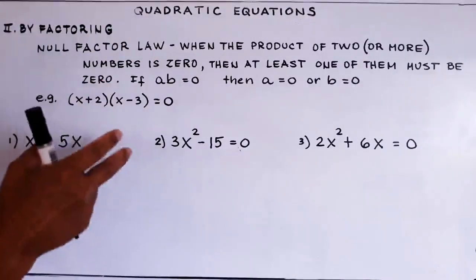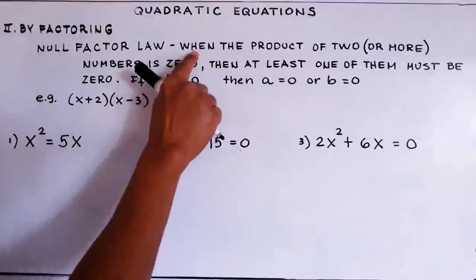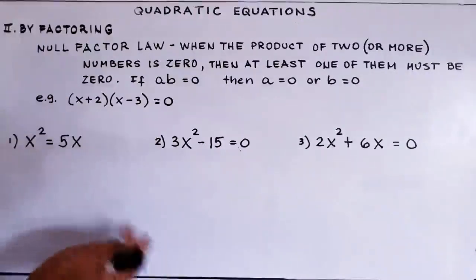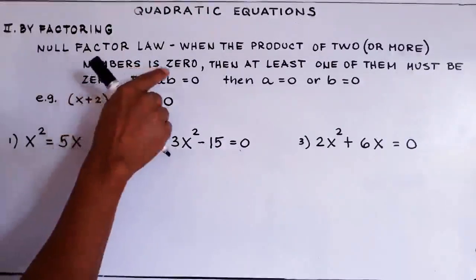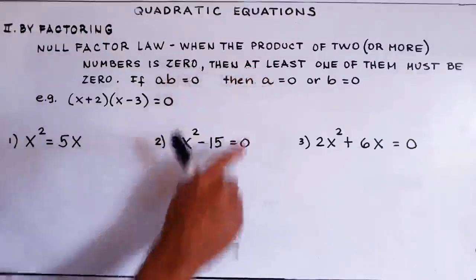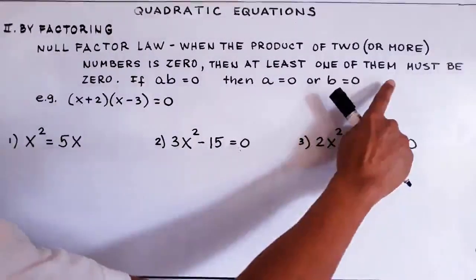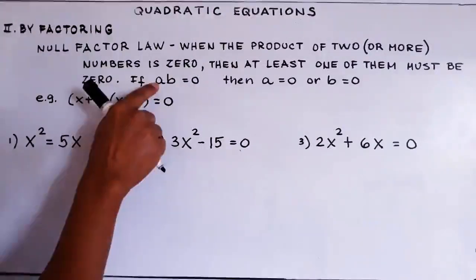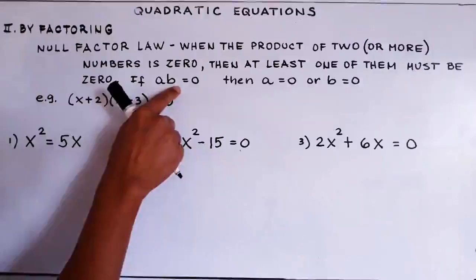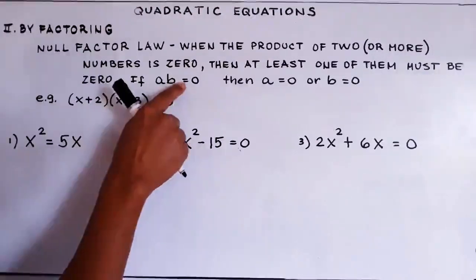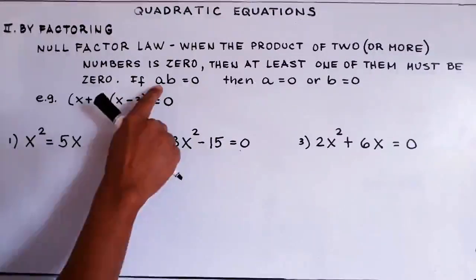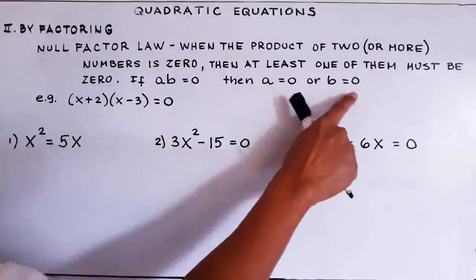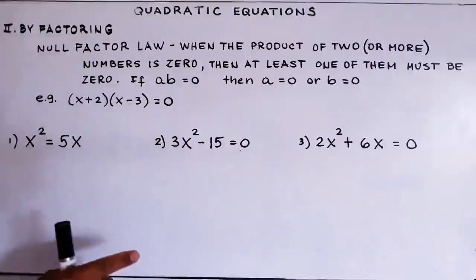So what is this law? This one is when the product of two or more numbers is 0, then at least one of them must be 0. If we have A times B, with factors A and B, equal to 0, then A is equal to 0 or B is equal to 0.